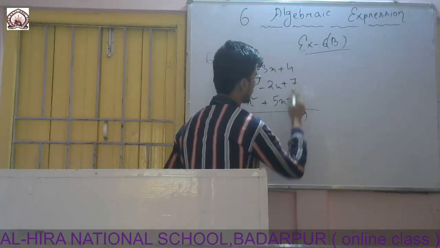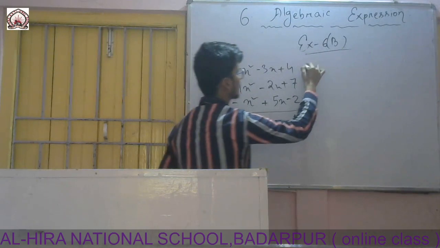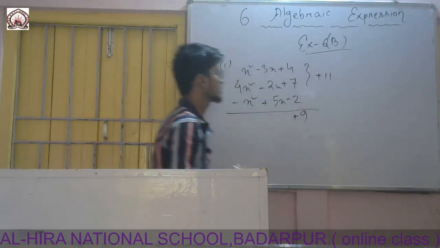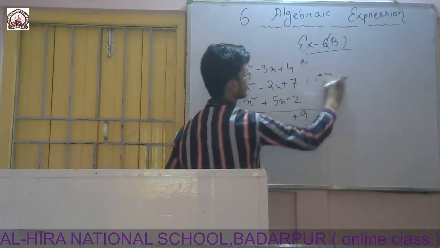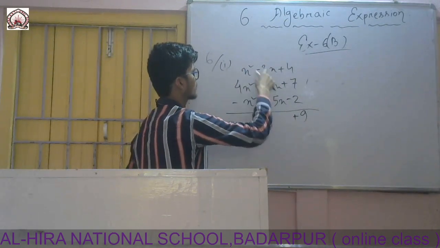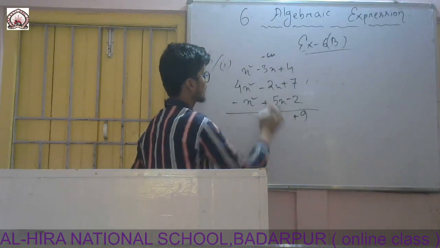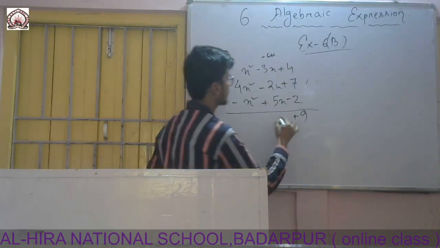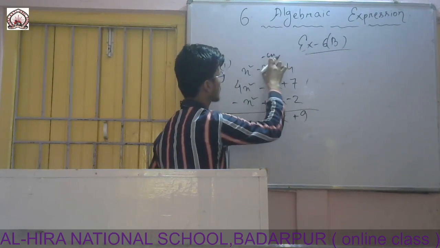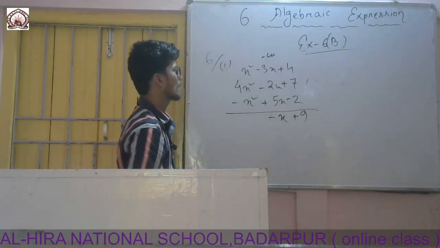Which one is greater? This, so it will be plus 9. Now I will do this part. Minus minus, it is plus. 3 plus 2 is 5. So from this I got minus 5x. Again minus plus, it is minus. 6 minus 5 is 1, so no need of writing 1, only x. Which one is greater? 6, so the sign of 6 is minus. So I will put minus x.